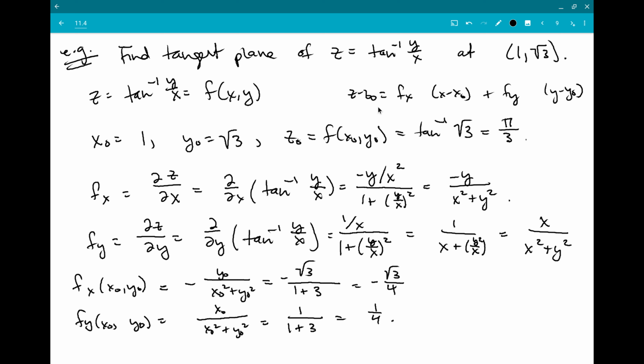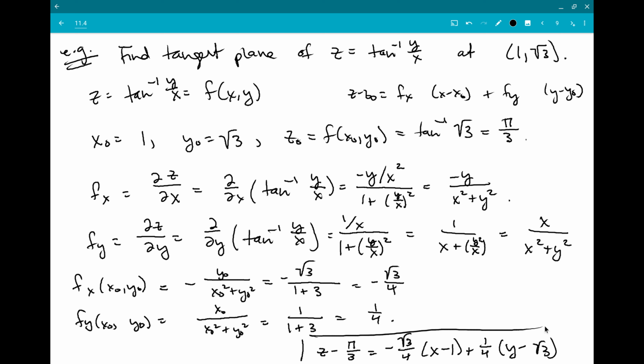So my equation, when I plug everything in, is z minus z0, pi over 3, which I found up here, is equal to f sub x evaluated at x0, y0, so that's minus root 3 over 4, times x minus x0, so x minus 1, plus my f sub y evaluated at x0, y0, so plus 1/4, times y minus y sub 0. That was root 3. And that is the full equation for the plane. You could simplify it, have z on the other side, whatever you want, but this is a fine place to stop.